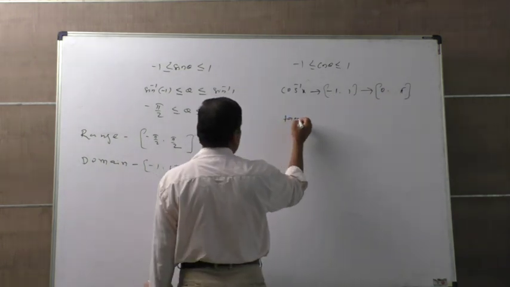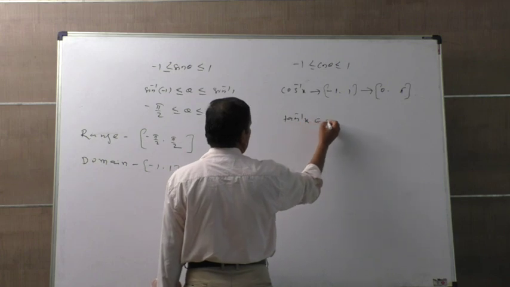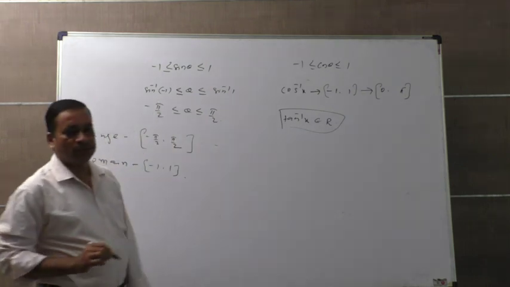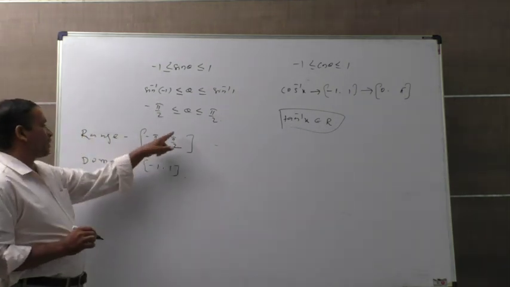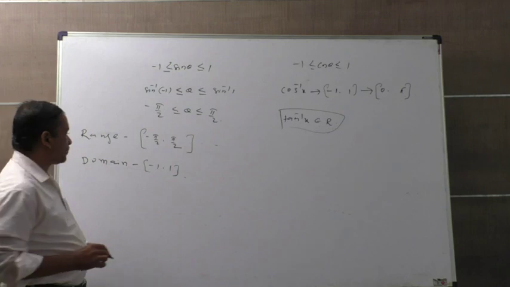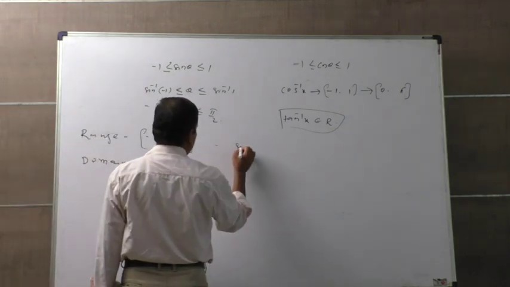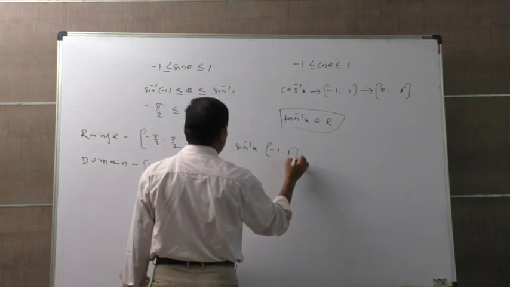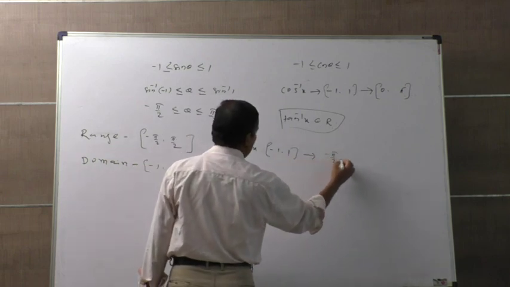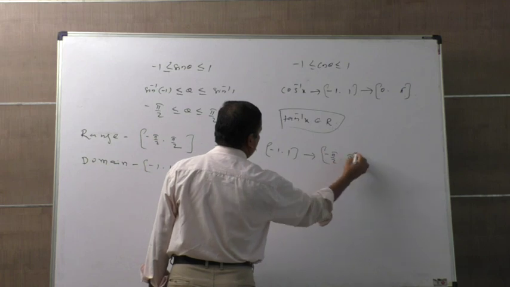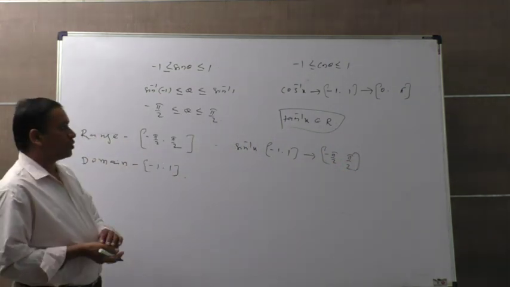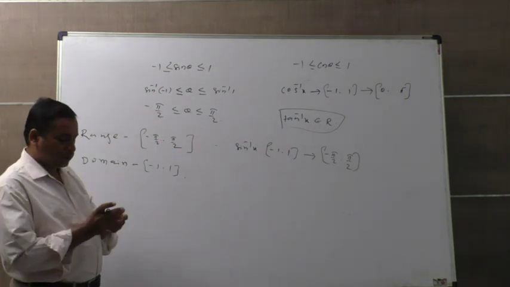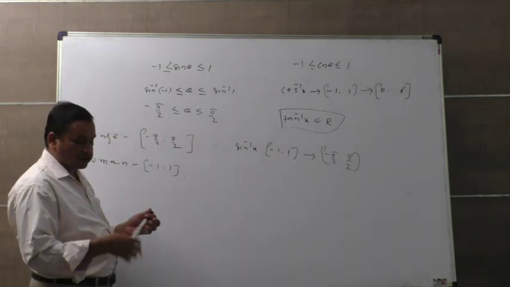Tan inverse x is defined for any real number, with range -pi/2 to pi/2. You have to remember this. Here also we can write: sin inverse x has domain -1 to 1 and range -pi/2 to pi/2. So these are the basic short questions on domain and range of the sin and tan functions.